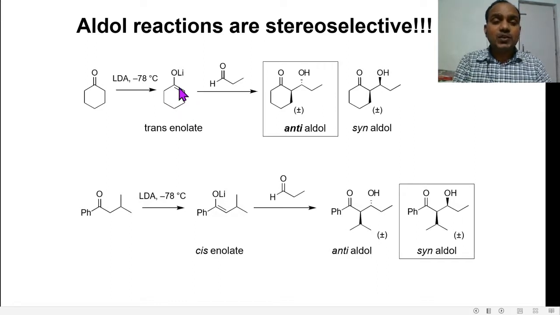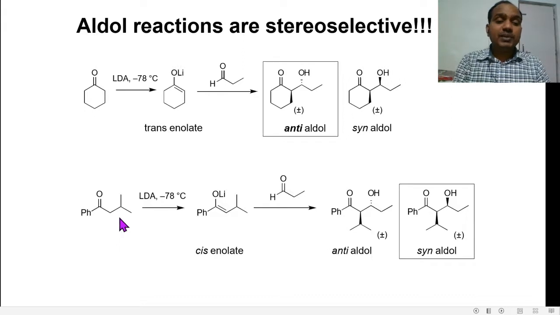And as trans enolate, this reacted with this propanaldehyde molecule, that alpha carbon of cyclohexanone carbonyl attacks on this aldehydic carbonyl carbon, and there is a conversion of that carbonyl into hydroxyl, and there is formation of this beta hydroxy ketone, and that beta hydroxy ketone, as it is a trans enolate, there is a formation of anti-aldol as a major product. There is a formation of both, but preferential formation of anti-aldol because of the trans enolate.